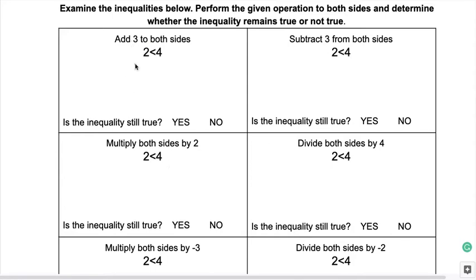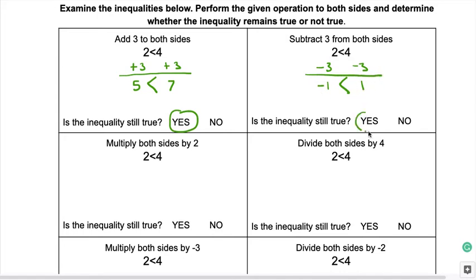So this one here, if we add 3 to both sides, 2 is less than 4, that we know is true. If we add 3 to both sides, then we get 5 and we get 7 on this side, and we notice that it is still true. 5 is less than 7. If we subtract 3 from both sides, so addition works, does subtraction work? Well, 2 minus 3 is negative 1. 4 minus 3 is positive 1. And yes, negative 1 is still less than 1. So subtraction works. So addition works.